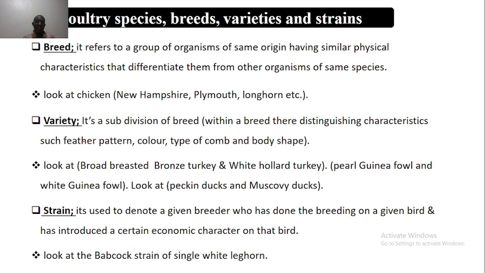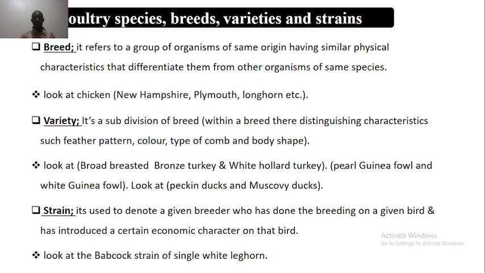For example, you can say the color pattern, or the color of the feathers, the type of the comb, the body shape. We can look at what we call the broad-breasted bronze, the triple B, that black turkey. It's always big. It's the largest variety of turkey. Then we have the white Holland turkey, which is always a small-bodied turkey. Then the broad-breasted turkey is always black but broad. That's a broad chest, where it gets that name of broad-breasted turkey. Meaning we have varieties just because of some differences.